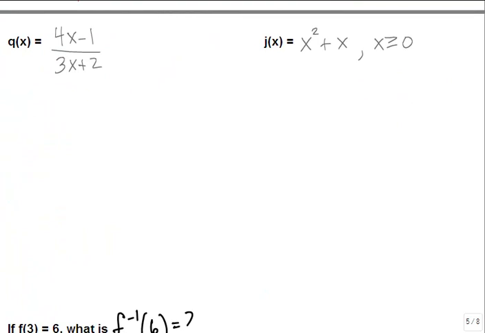Okay, let's try another example here. This time for q of x, we have this big yucky fraction, and we want to find out what its inverse is. So first thing we're going to do is check to see if it's 1 to 1. And because this is a rational function, we are not probably that familiar with how to graph these, so I'm just going to use my calculator to help me out.